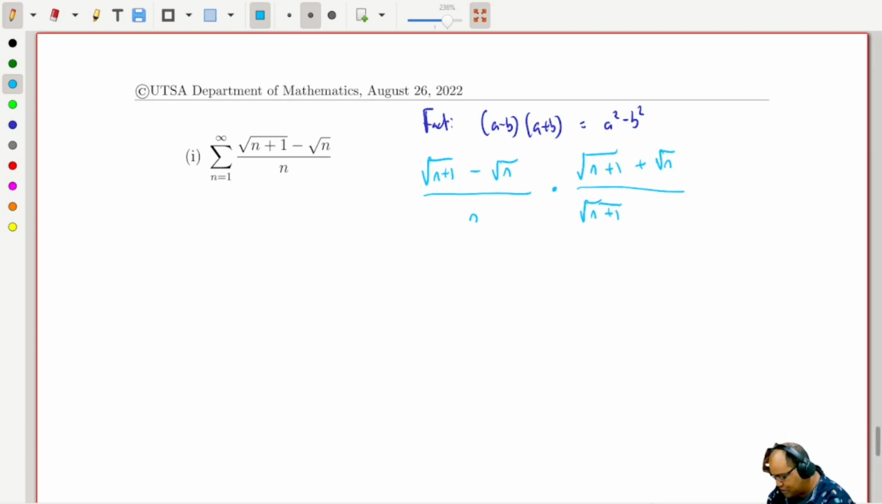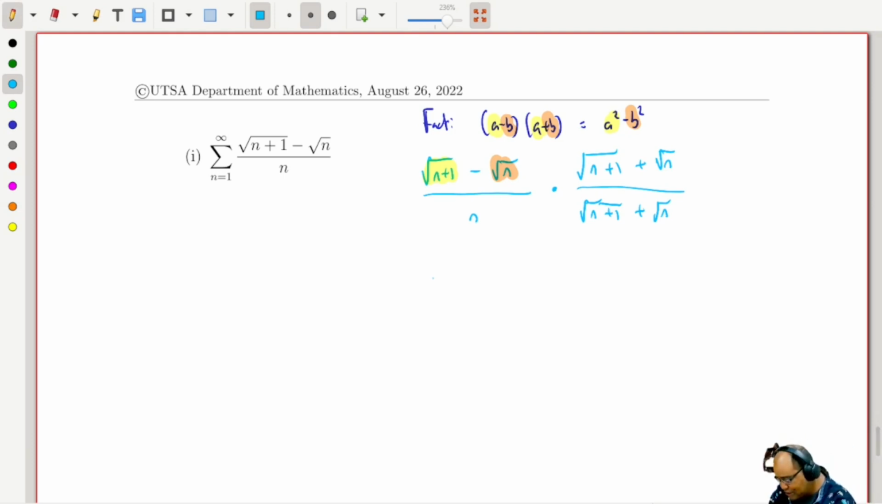Okay, so we're going to go ahead and do this top and bottom. And this guy is the conjugate. Here, we're going to treat square root of n plus 1 as our a, and then we're going to treat square root of n as our b. That's exactly what we're doing there.